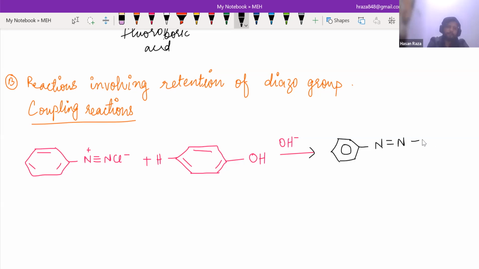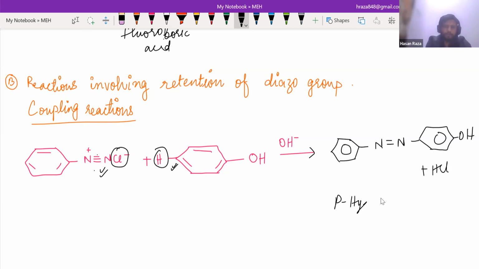I'll explain the reaction. First, write with me. And this is what you will get. See this hydrogen and chlorine will be eliminated in the form of HCl, and there will be a bond between this nitrogen and this carbon, and the triple bond will be broken into this form. It forms this, and it has a name p-hydroxy azobenzene. P-hydroxy azobenzene is an orange dye.